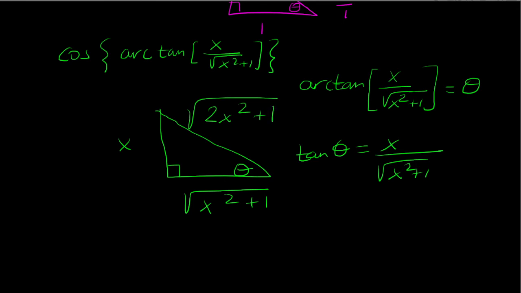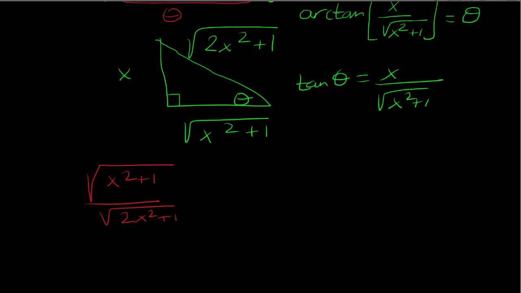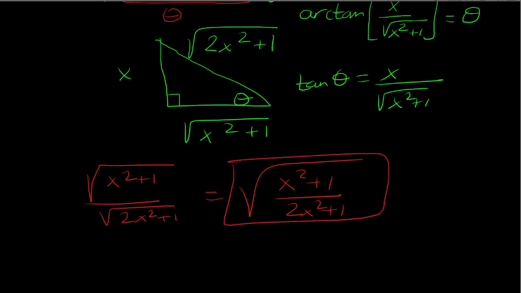So now we said that this whole thing is theta. So cosine of theta is adjacent over hypotenuse, which is the square root of x squared plus 1 over the square root of 2x squared plus 1. And if you want, you can bring it inside. It's just the square root of x squared plus 1 over 2x squared plus 1. And that's exactly what we wanted to show.